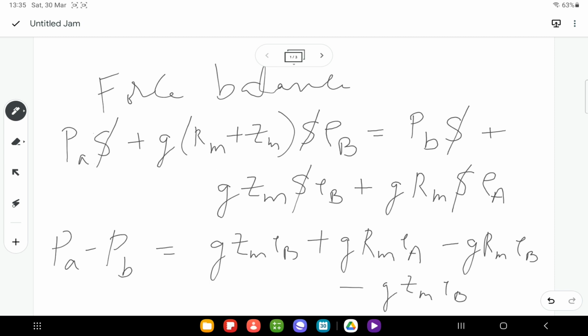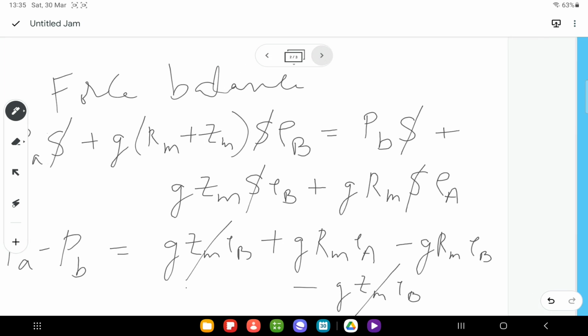Now if you have any common terms, you can cancel them off. This term and this term cancel out because g Zm rho B and g Zm rho B, with the minus sign in place, so we can cancel them. So we are left with g Rm, which is common, so it is rho A minus rho B.